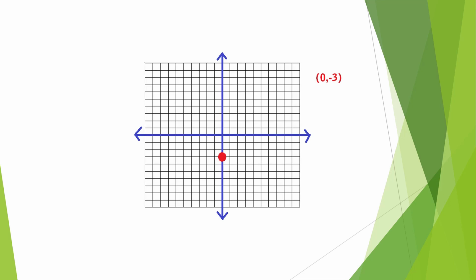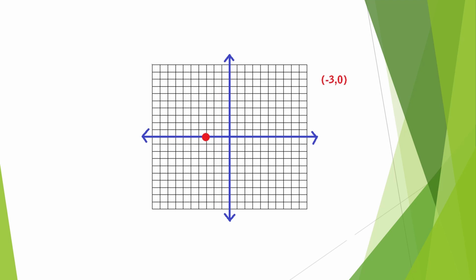Example, your abscissa is 0 and your ordinate is non-zero. This still lies on the y-axis. So you have 0 value for your x and then 3 units going down for the y value. So your point lies on the y-axis. Again, if the abscissa is 0 and the ordinate is non-zero, then the point is on the y-axis.